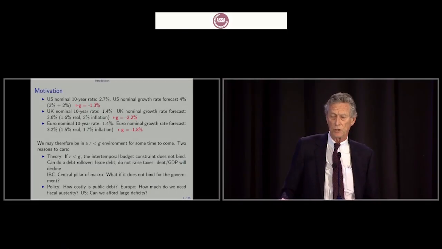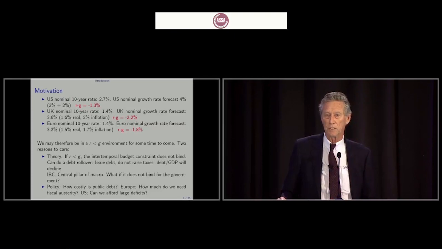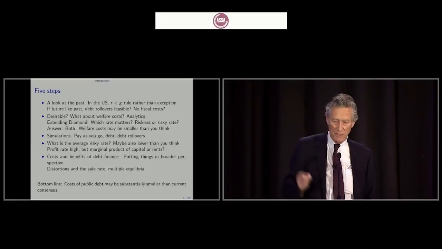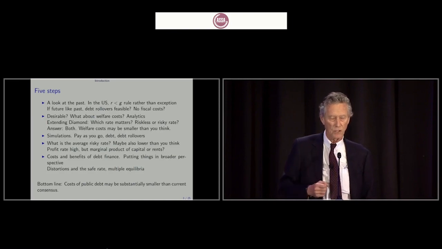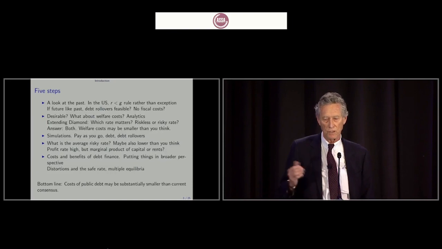The policy motivation is as strong, and in particular it is very strong for me, which is how costly is public debt. There is a sense that public debt is incredibly costly, and you hear calls for dramatic decreases in public debt. The bottom line is, and this will be the conclusion, that the cost of debt is probably positive, but is substantially smaller than the current consensus. The implication of this is in the future we should probably revisit the fiscal rules that we're using.